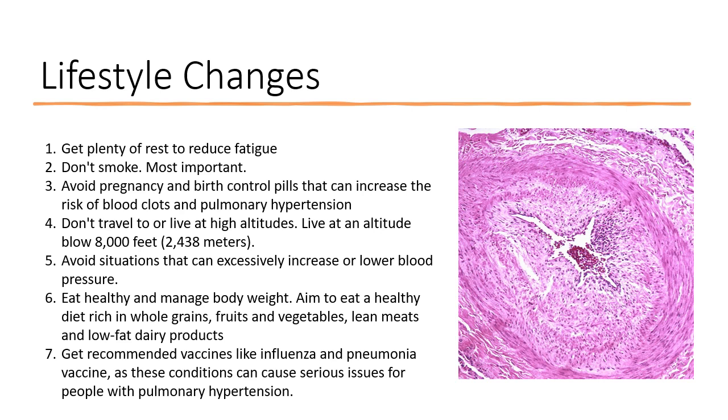Birth control pills can increase the risk of blood clots, and pulmonary hypertension can cause serious complications to both the mother and the baby. Fourth, don't travel to or live at high altitudes. High altitudes can worsen the symptoms of pulmonary hypertension. Live at an altitude below 8,000 feet or 2,438 meters.